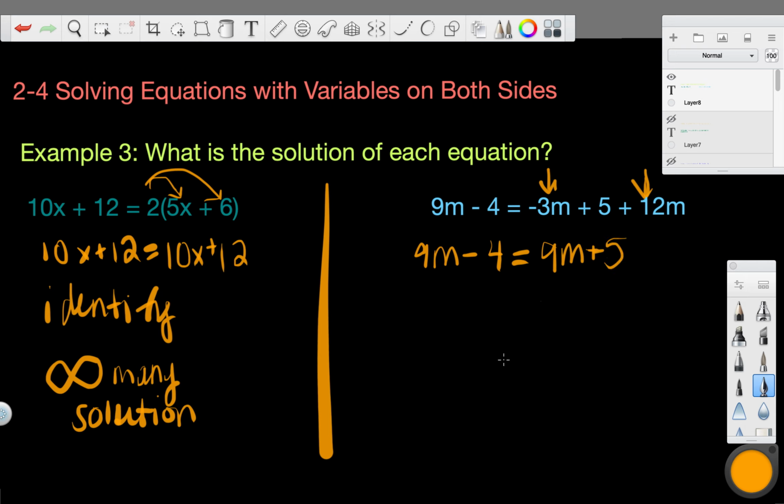So let's take a look at what we have here. I have 9m minus 4 equals 9m plus 5. When these two are the same, you know something's up. Either it's an identity or it's no solution. If it's an identity, then these extra numbers added or subtracted on must be the same, and they are not. So nothing I plug in for m will ever make this statement true. So the answer to this is that there aren't any.